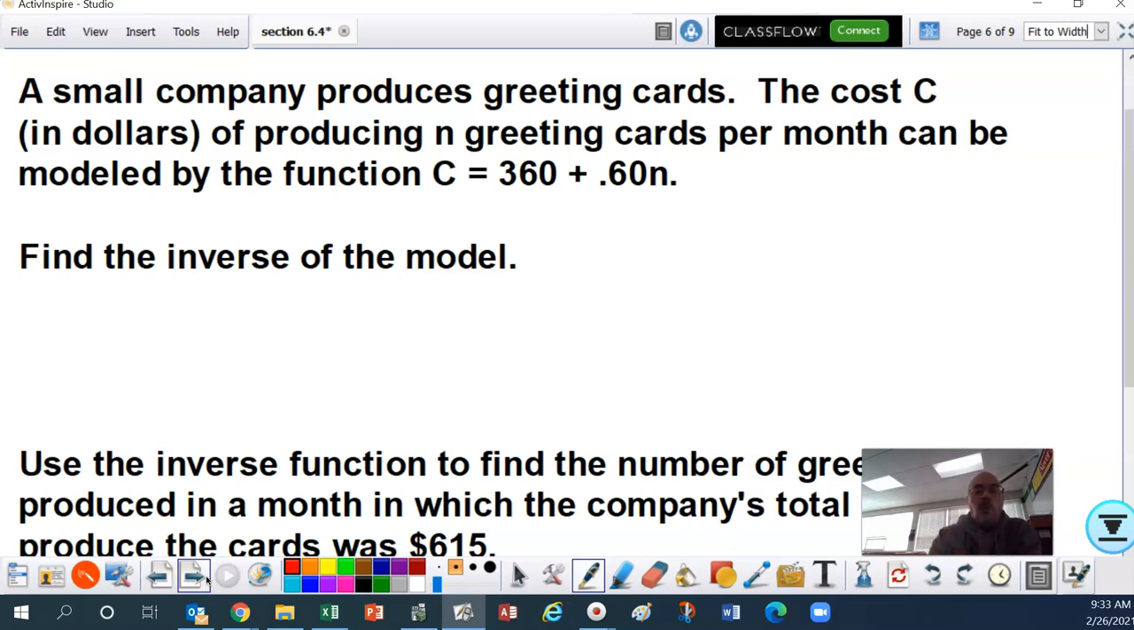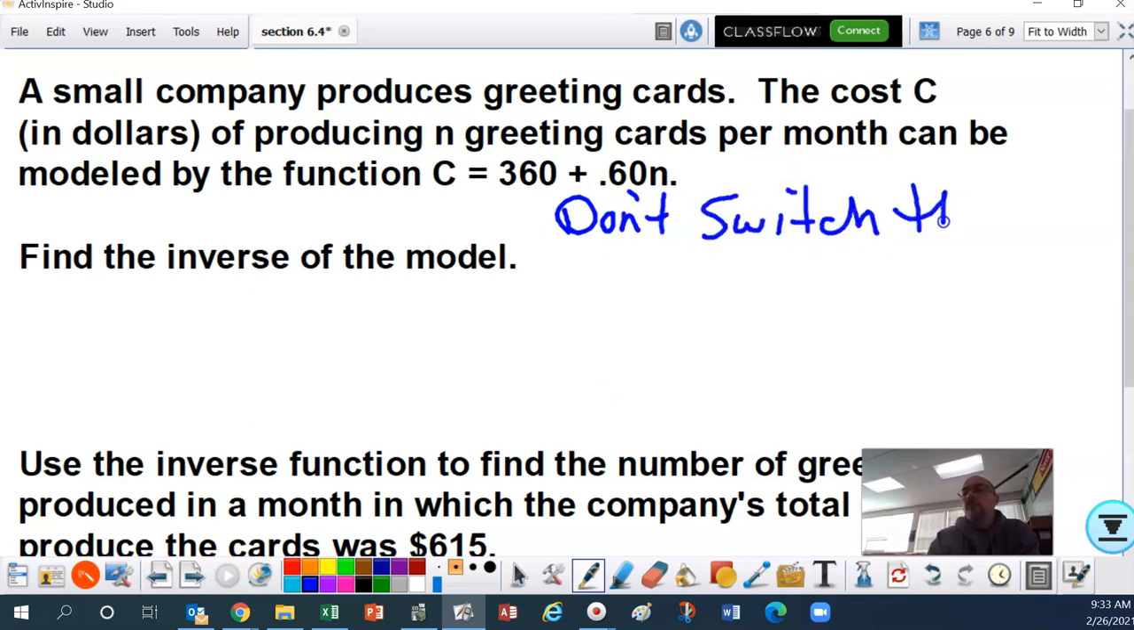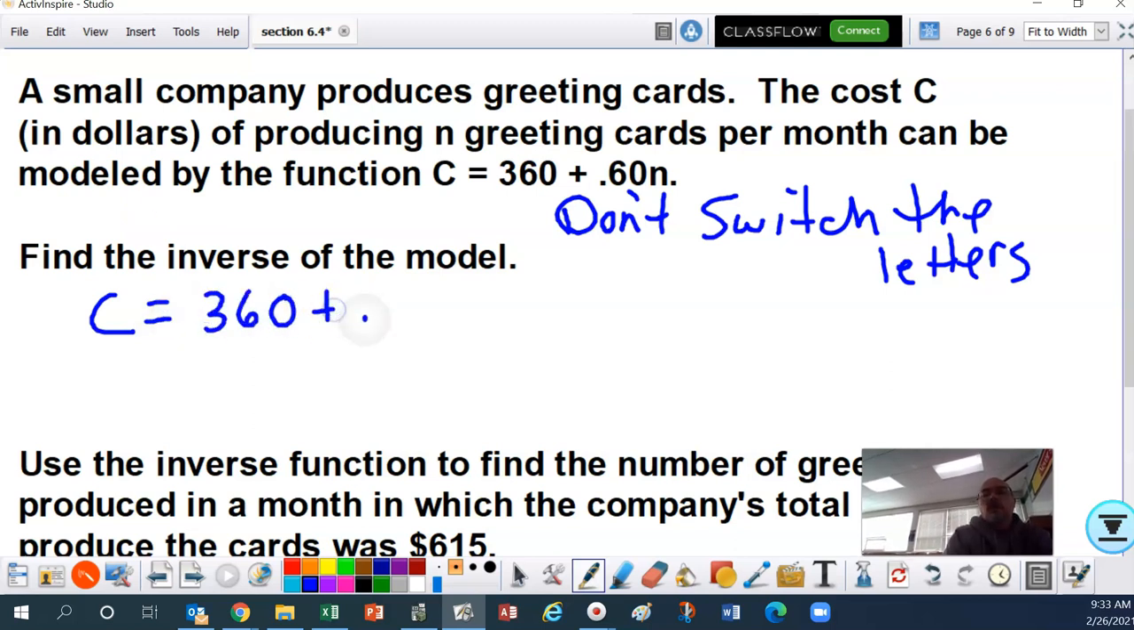Okay, so when we do a word problem, don't switch the letters. Again, when it's a word problem, don't switch the letters. So we've got C equals 360 plus 0.60 n. So what we want to do, folks, is we want to solve for n in this case. We want to solve for the other variable.